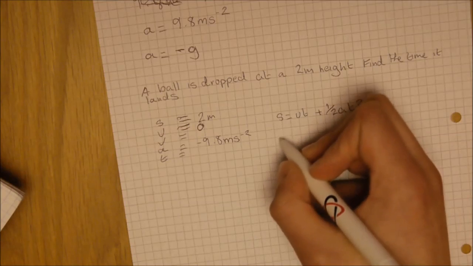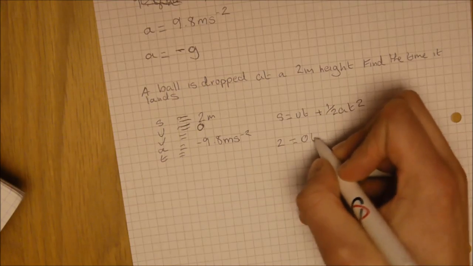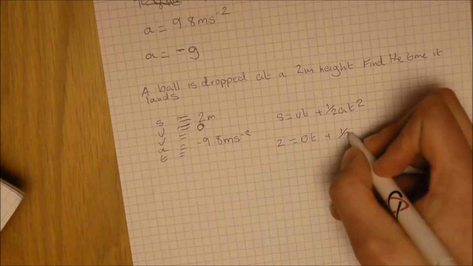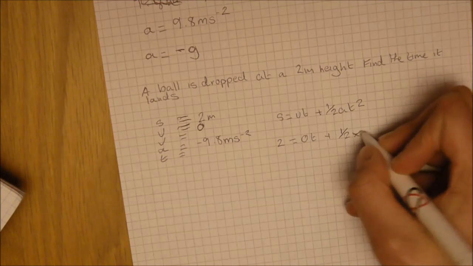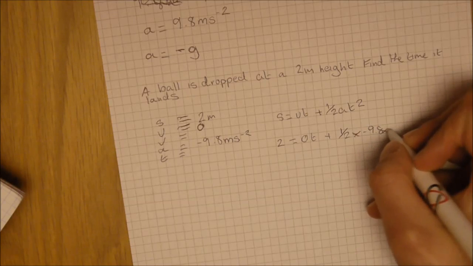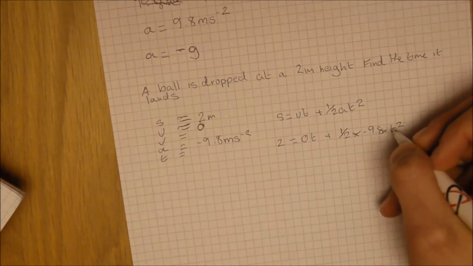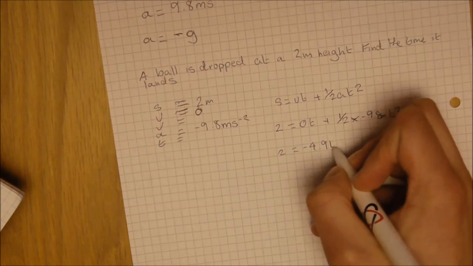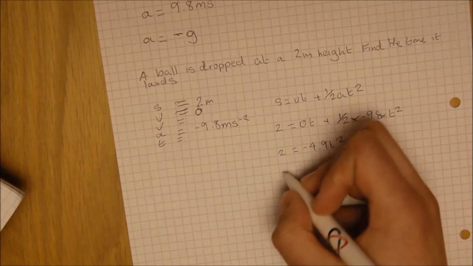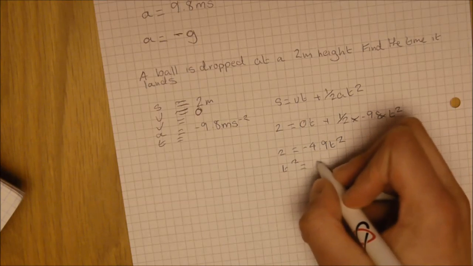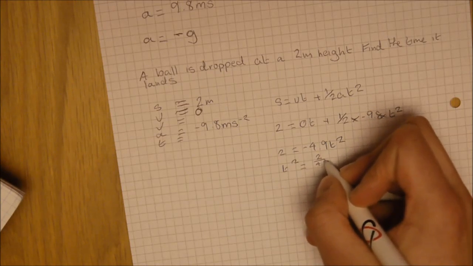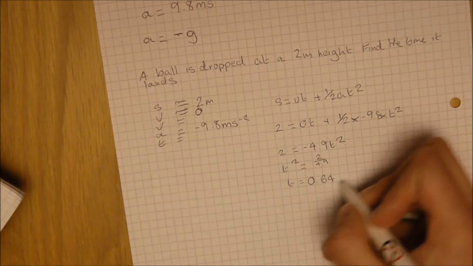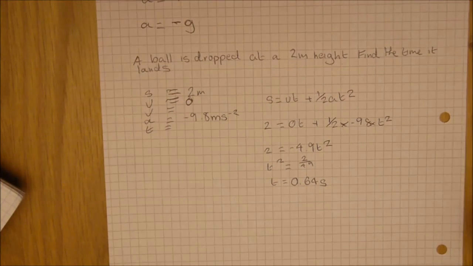So we'll substitute our values in. 2 equals 0t, but we'll scrap the 0t, plus half times minus 9.8 times t squared. So therefore 2 equals minus 4.9 t squared. And t squared is 2 over 4.9, and t equals 0.64 seconds. Obviously you can't have minus seconds, that's just weird.